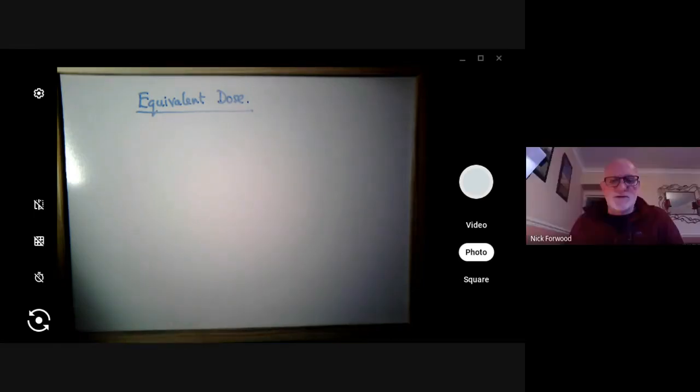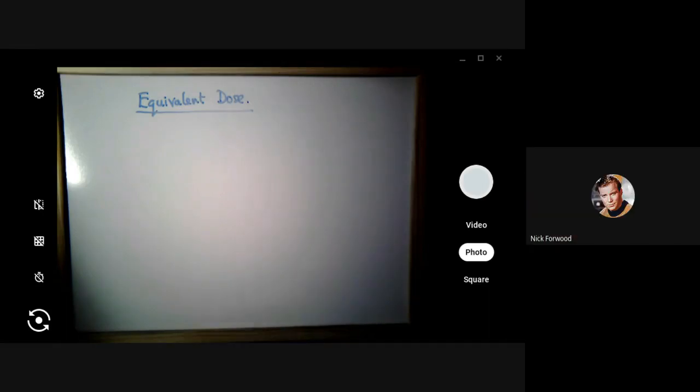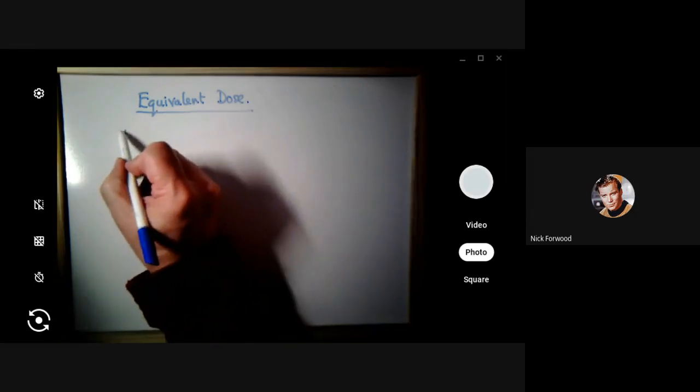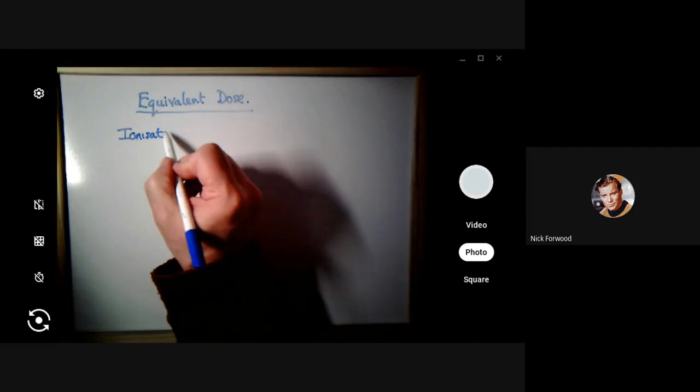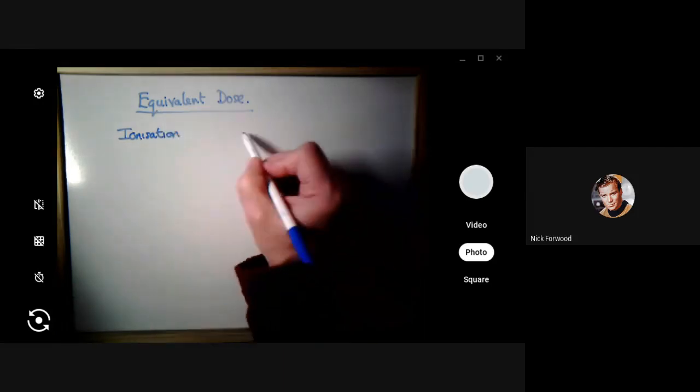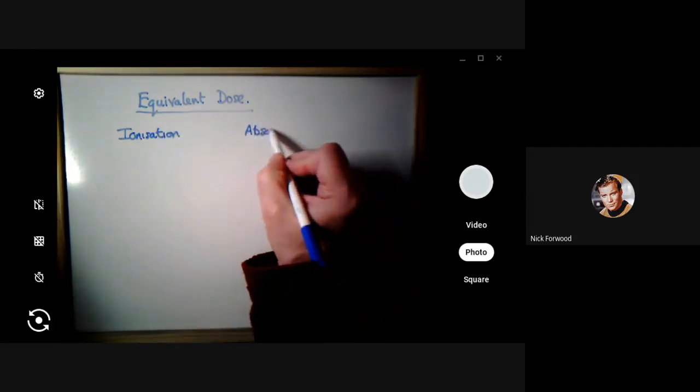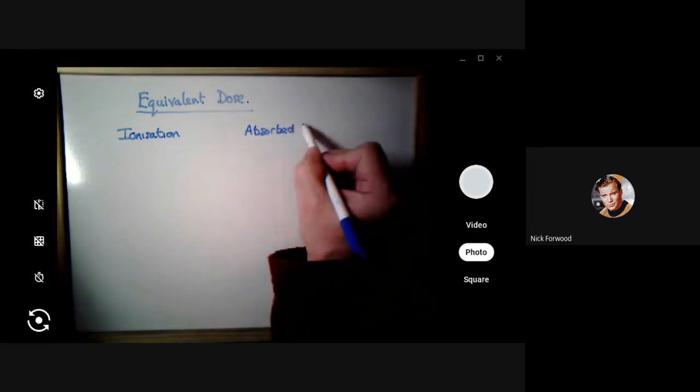Okay, so what we're going to do is put together a couple of ideas from the last few lessons. One of the ideas we're going to look at is ionization, and the other one is absorbed dose.